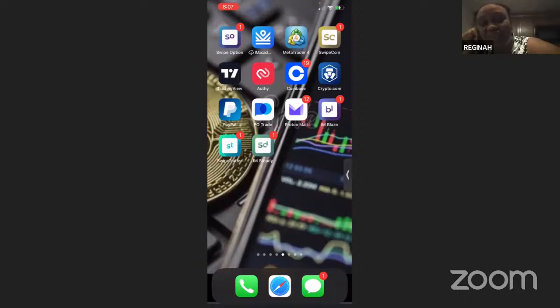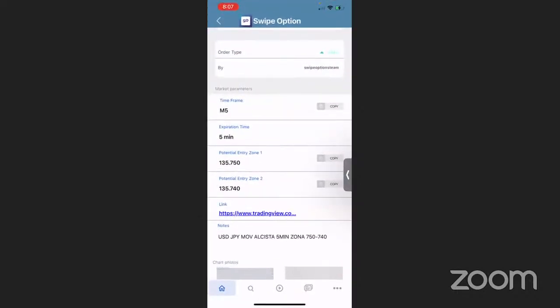Then if the entry point doesn't reach, I wouldn't take the trade. Oh, yeah. But that time you didn't know that wasn't the way. Now I know better. Yeah. So you just wait for the time frame to reach the 740, 750.